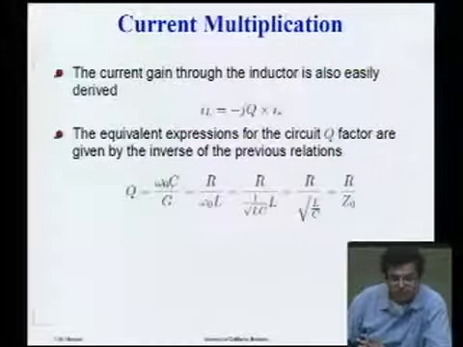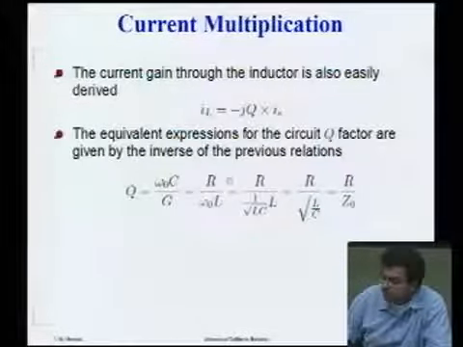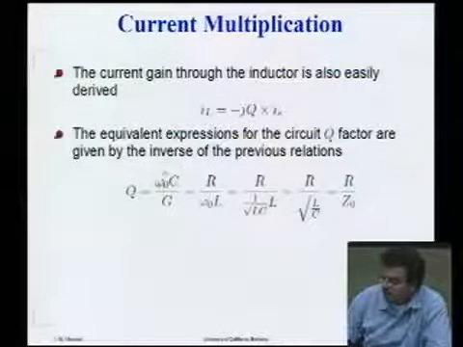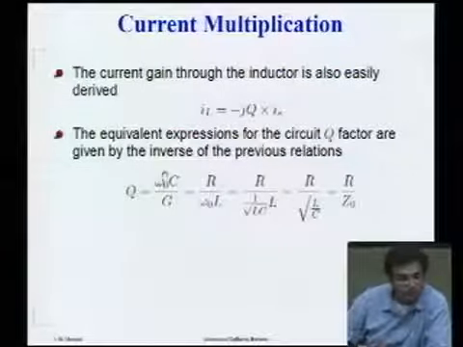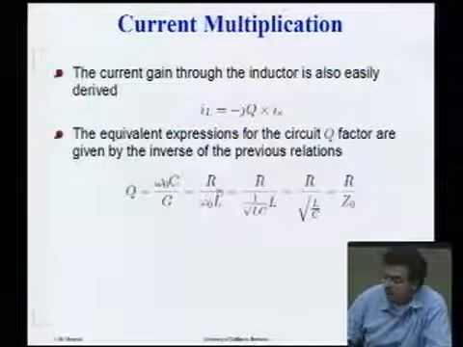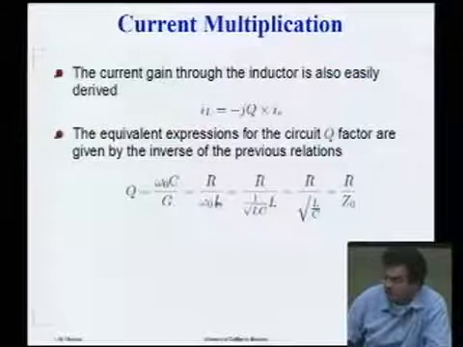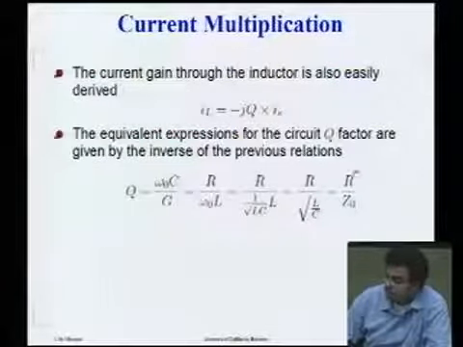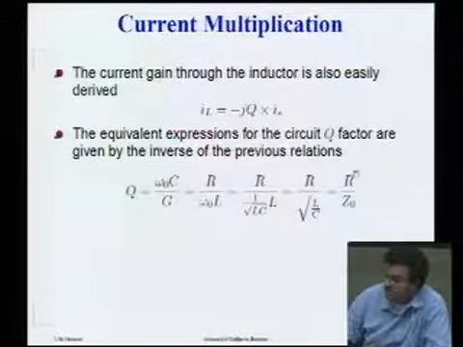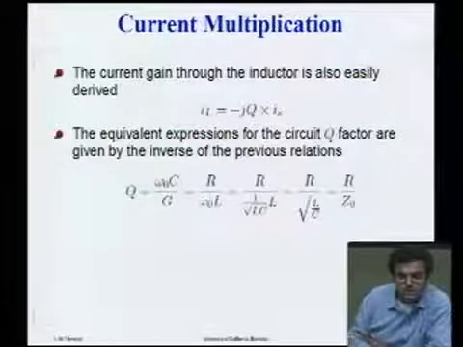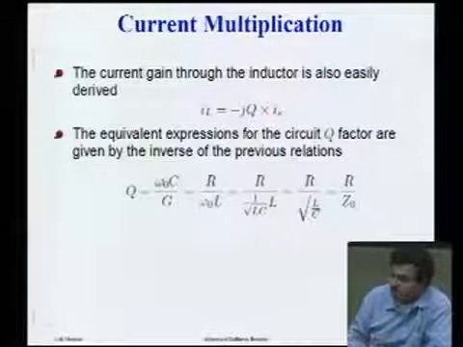I can start out where I started before, omega naught C over G. Well, G is just 1 over R, so I put R in the numerator here. And at resonance, 1 over omega C is equal to omega naught L, so I have R over omega naught L. And again, I can substitute for omega naught L as being 1 over square root of LC, and I have this other expression, which is the ratio of two resistors, R over Z naught, where again, Z naught is a fictitious resistor, which is the characteristic impedance of the circuit.